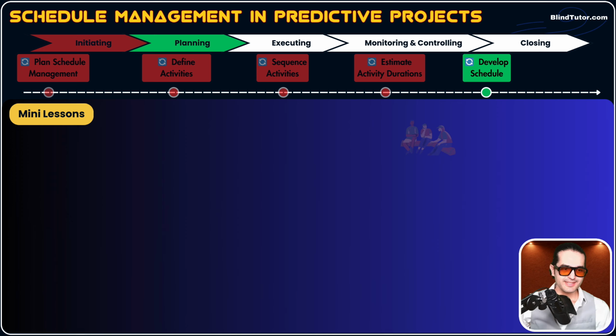Look up there, guys. Schedule management in predictive projects. What phase? Planning phase. What process? Develop schedule. And we will continue tools and techniques of this process. In this mini lesson, we're going to have 3 tools and techniques, guys. The first one is what-if analysis.